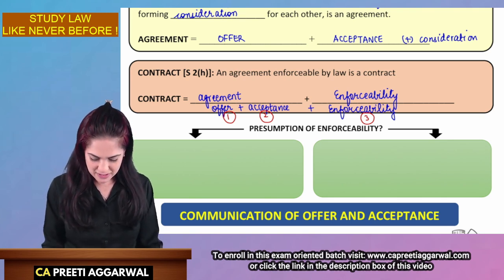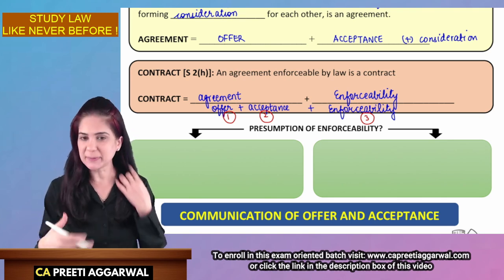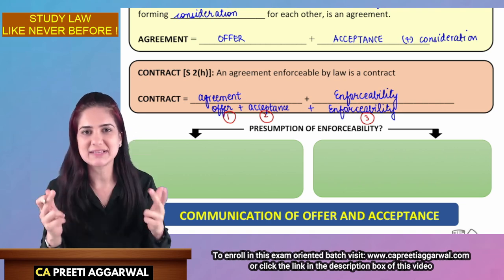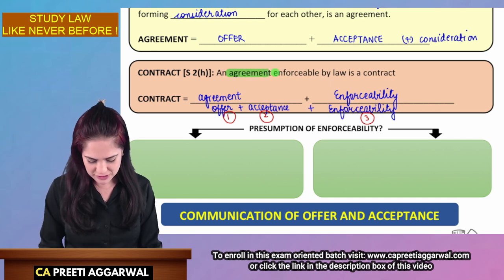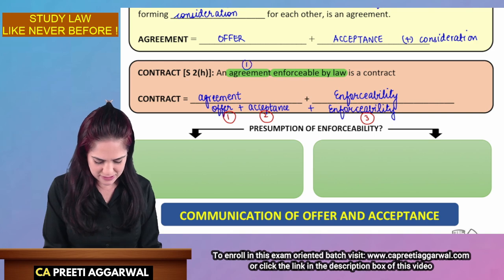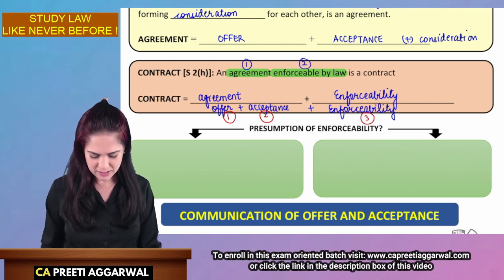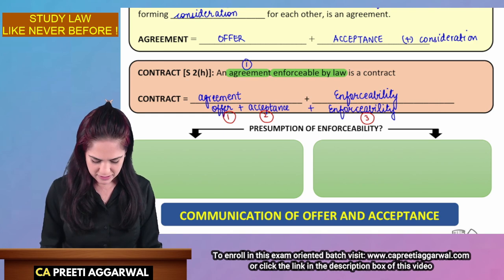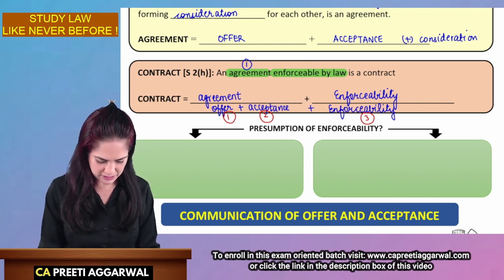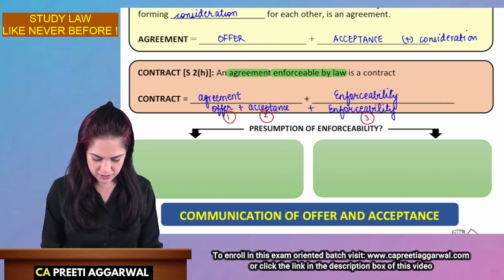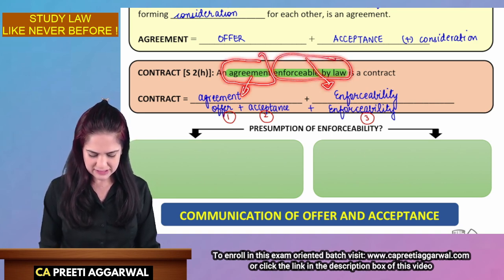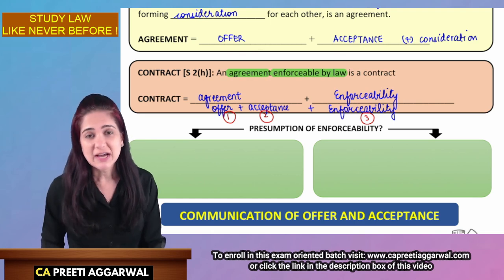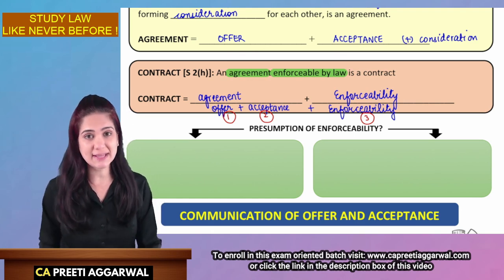Okay. I'm going to repeat. I'm going to keep repeating so that it's memorized. Okay. That's how we learn. An agreement enforceable by law is a contract. Agreement, offer plus acceptance, enforceable by law is a contract. I'll write 3 over here, or let me not write anything, you'll get confused. An agreement enforceable by law is a contract. It is defined under section 2, clause H.